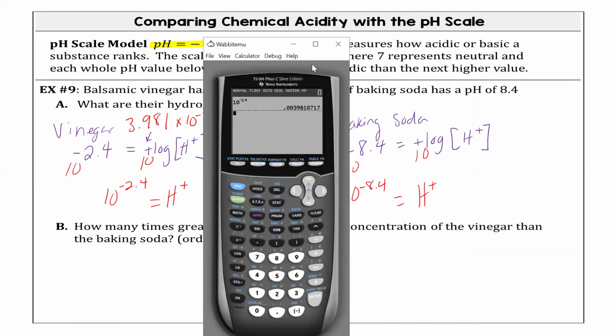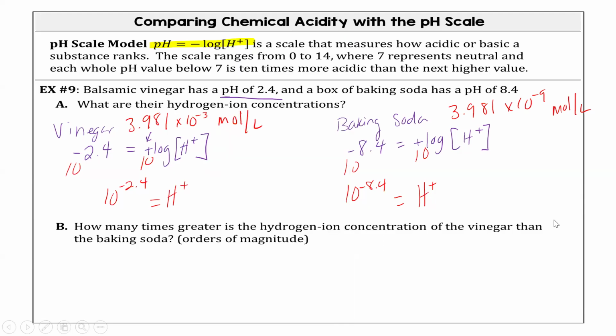Yes? Okay, now we're going to do it for baking soda. Perfect. 10 to the negative 8.4. So for baking soda, we have 3.981 times 10 to the negative 9. And our units are again moles per liter. All right, if you haven't had chemistry yet, there you go. We had a chemistry lesson.